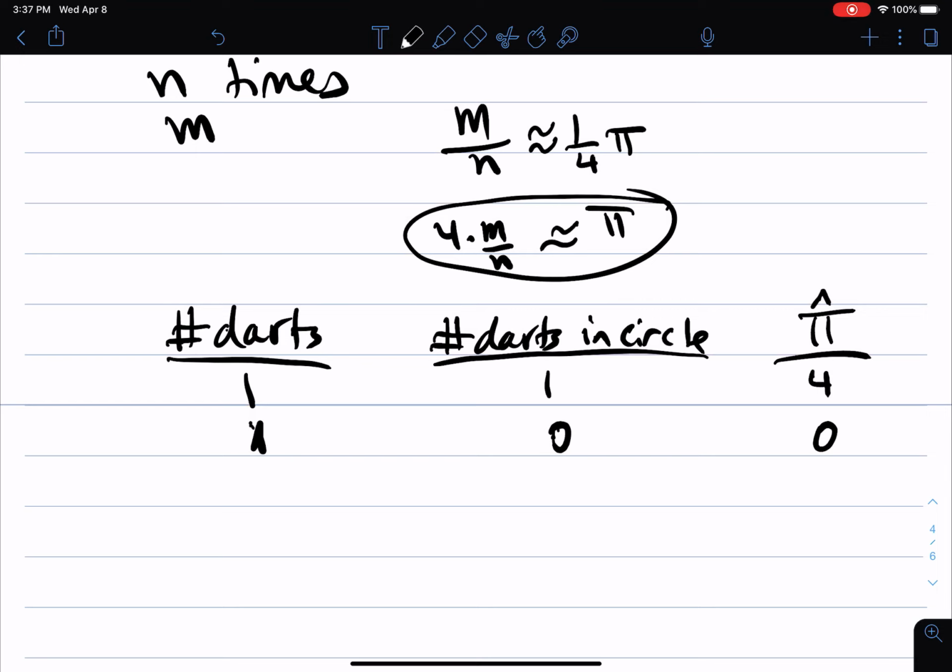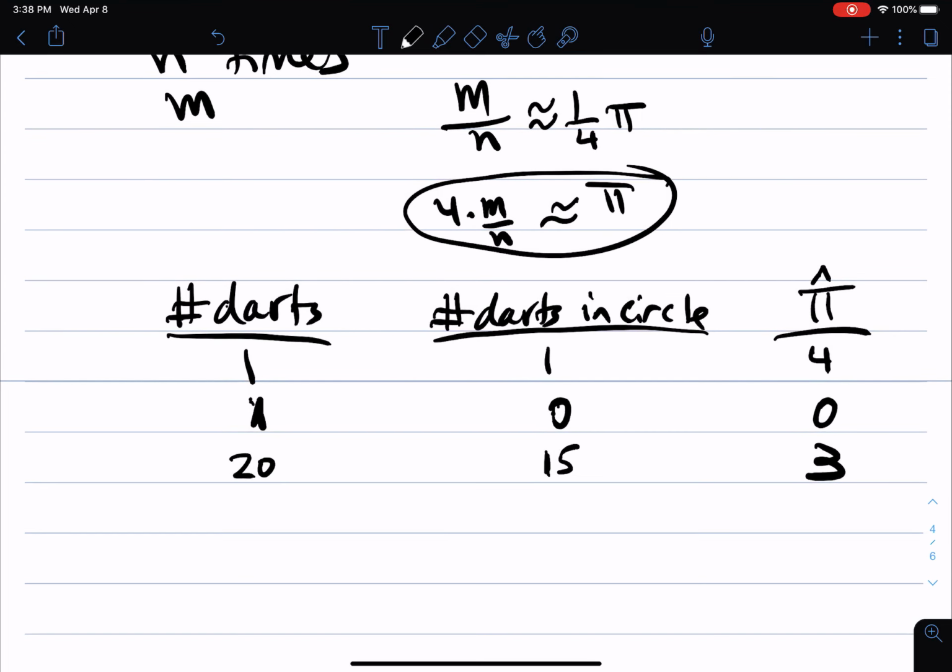But suppose you throw 20 darts and inside the circle you get, let's say, 15. Now it is 15 divided by 20 times 4. So 15 divided by 20 is 3/4, times 4 is 3. So now this is getting closer to pi. And suppose you throw it 100 times, and suppose you get, let's say, 80 inside the circle. So now it is 80 divided by 100 times 4, and you get the value.